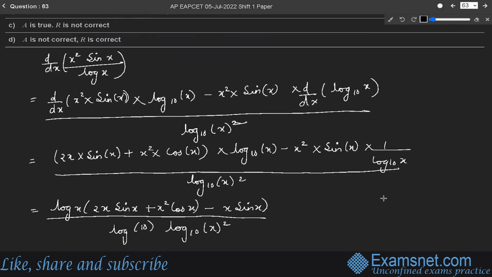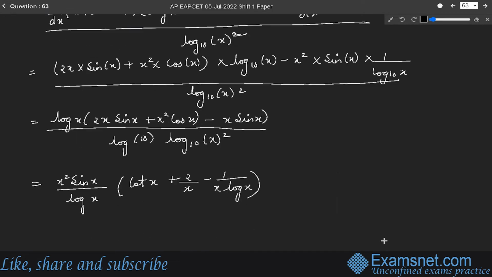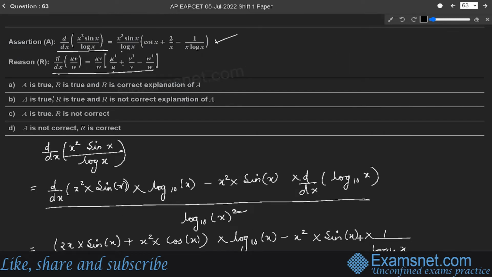So we have proved that LHS is equal to RHS. So we can say that the assertion is true. And the reason is d by dx of uv upon w is equal to uv upon w into u power 1 upon u plus v power 1 upon v minus w power 1 upon w. See, the reason also seems correct because the answer is in the same form as the reason. So we can say that both the assertion and reason are correct for this question. So option number A is correct for this question.